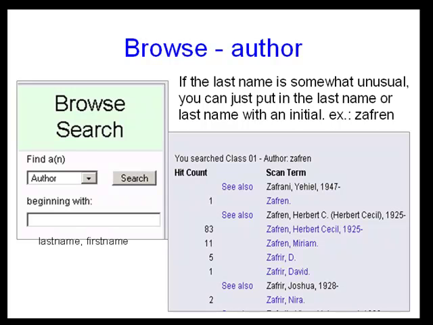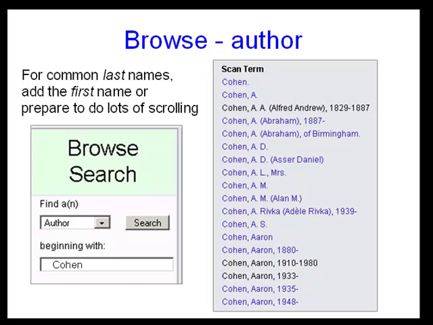If the last name is somewhat unusual, you can skip the first name. So if you're searching for works by Herbert Zafran, you can see there are not many Zafrans in the list. However, if you're looking for Samuel Cohen and you leave out the first name, you can see that you'll have to do a lot of scrolling down to get to the S's in the Cohen list.